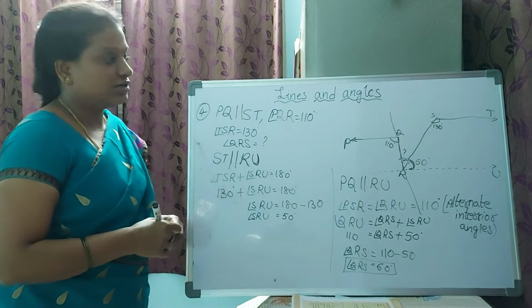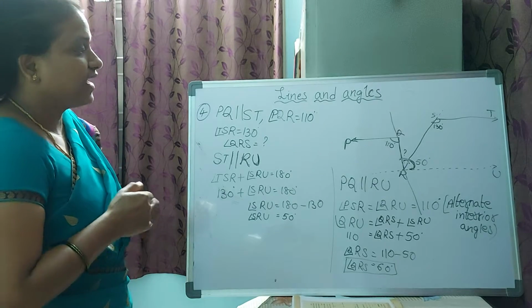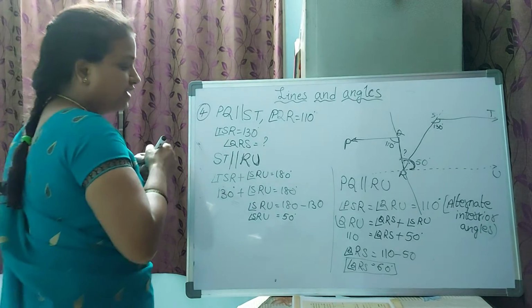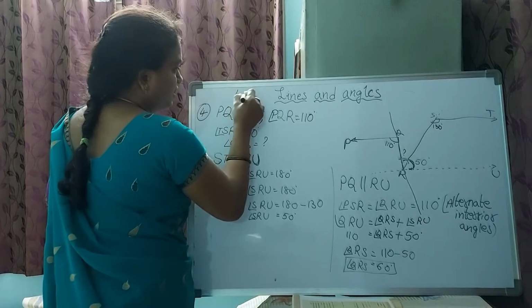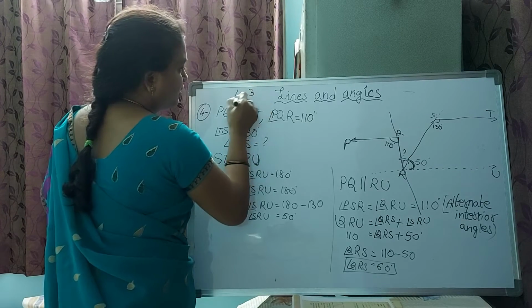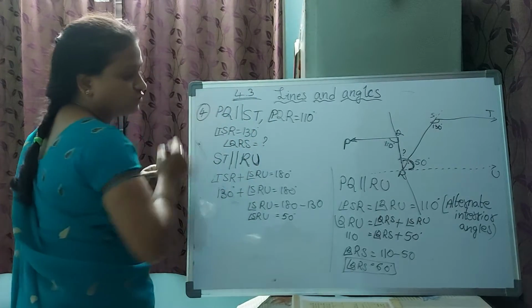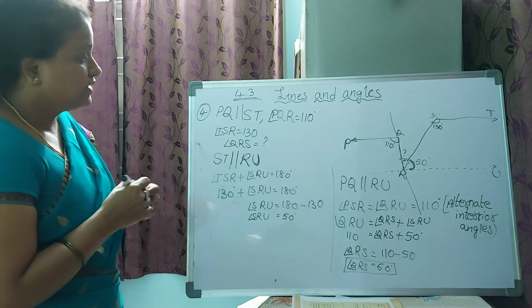Good evening, children. In lines and angles, we are seeing exercise 4.3. In this 4.3, first we are discussing the fourth one, then we will go for the third one. See the fourth one.